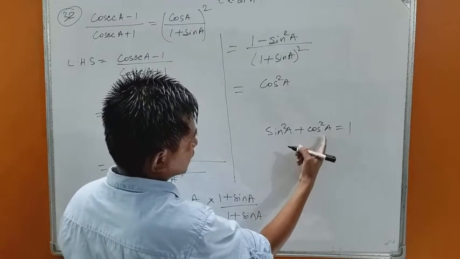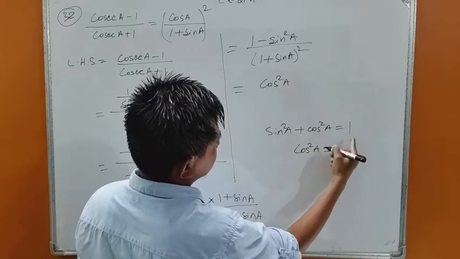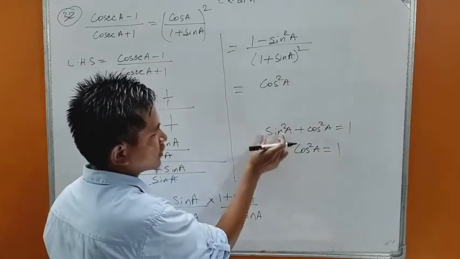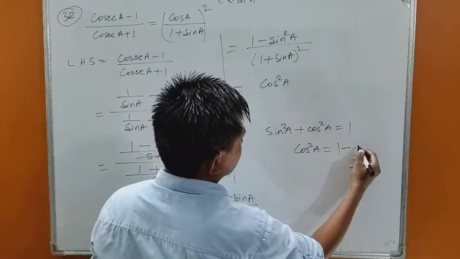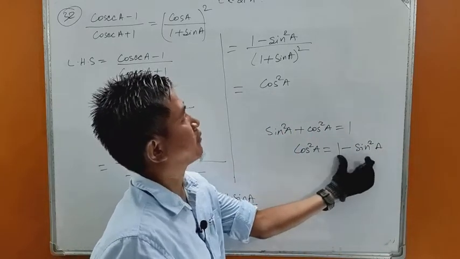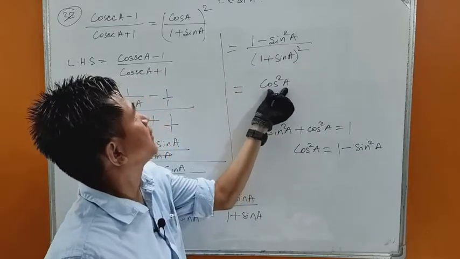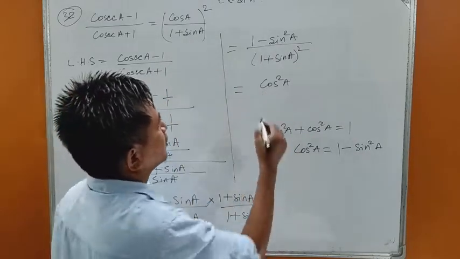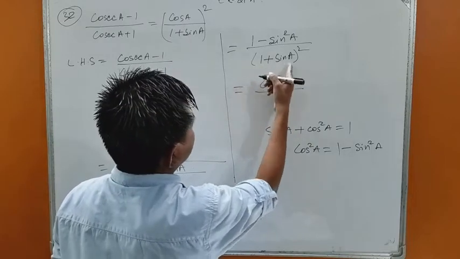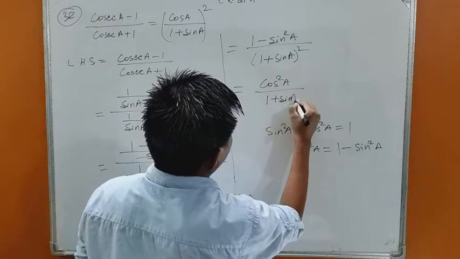So let us keep this cos square a on the left hand side, and 1 is already on the right hand side. So let us take the sin square a to the right hand side, 1 minus sin square a. So this is cos square a, meaning 1 minus sin square a, isn't it? We need cos a. So in the denominator we have 1 plus sin a whole square.